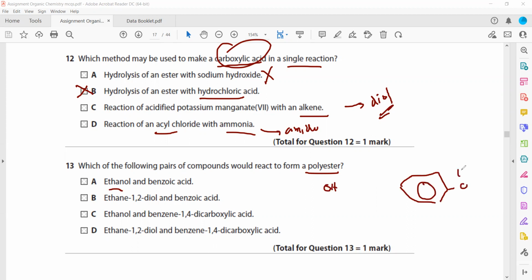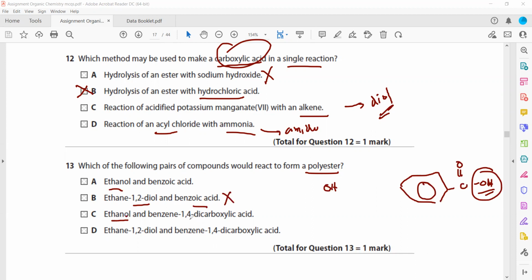We'll discuss it in unit 5. So this is a benzene ring. Benzoic acid has only one OH, with C double bonded with O. So it cannot form a polyester, because a polymer should have a repeat unit. There will be a reaction, but there won't be a repeat unit. Here a diol reacts with benzoic acid. Again, there is no repeat unit.